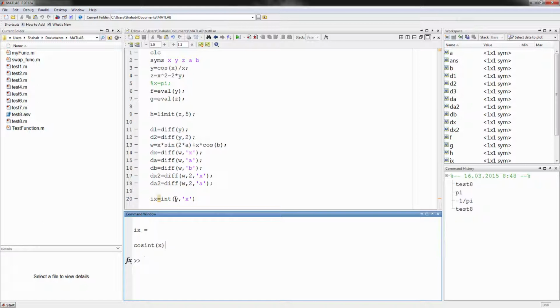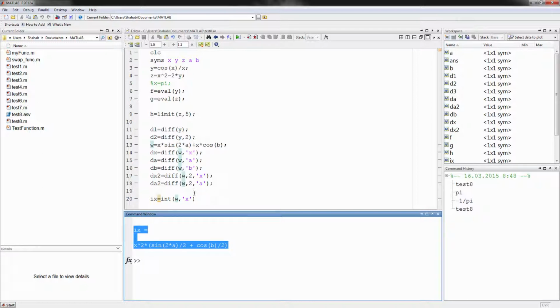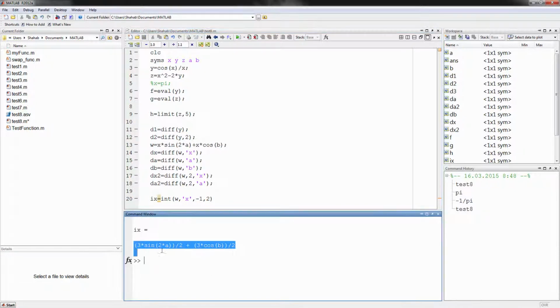Let's have a simpler function. Let's see, w with respect to x, which is x squared sine 2 multiplied by a divided by 2 plus cosine b divided by 2, and x squared has been multiplied by all of it. Now we can actually calculate this integral as we have done, and we can see what is the value, let's say if x is between -1 and 1. And if I do so, it tells me that the result is 0. Let's see if it is between -1 and 2. And it says that the result is as it is in here.